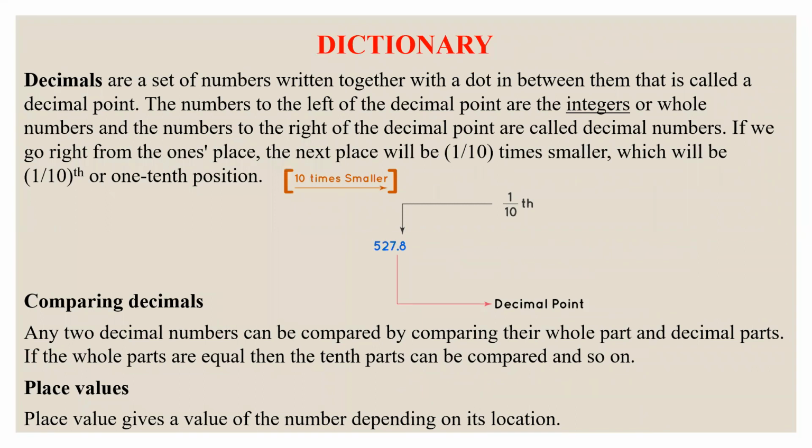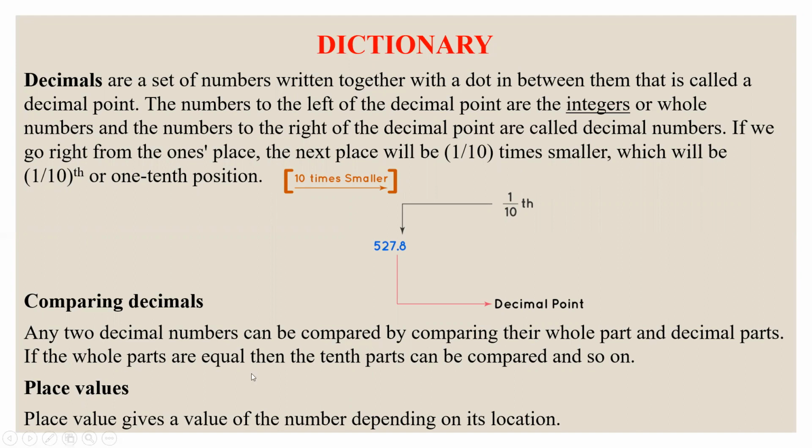Dictionary. Decimals are a set of numbers written together with a dot in between them that is called a decimal point. The numbers to the left of the decimal are the integers or the whole numbers, and the numbers to the right of the decimal are called the decimal numbers. If we go right from the ones place, the next place will be 1/10 times smaller, which will be the 1/10 position.